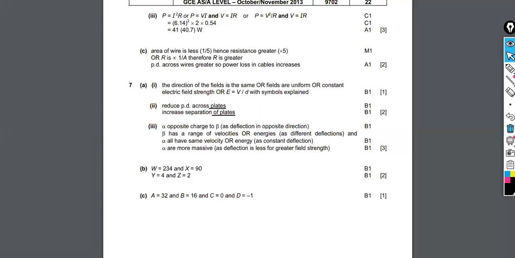Alpha has the opposite charge to beta, as it's deflecting in the opposite direction. Beta has a range of velocities or energies. Remember, we did say that there's this range of velocities. Alpha all have the same velocity or energy, so there's a constant deflection. The alpha particles are more massive, so the deflection is far less for a greater field strength. So yeah, I feel pretty good about all three of those marks.